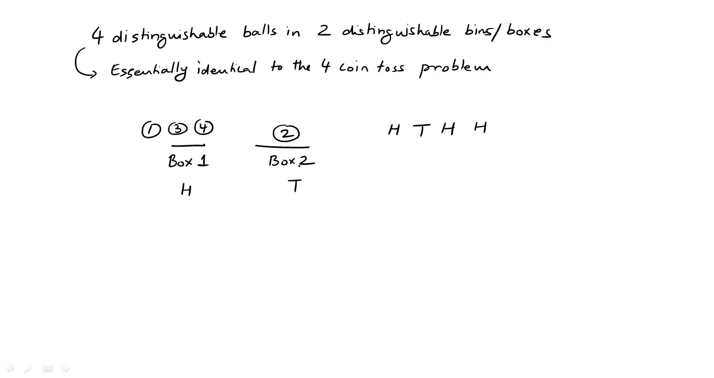The first ball can be put in the boxes in two ways. The second ball can be put in the box in two ways, the third in two ways, and the fourth in two ways. So there are 16 total number of ways, just like in the coin toss problem.